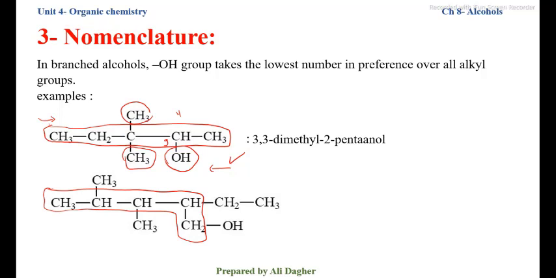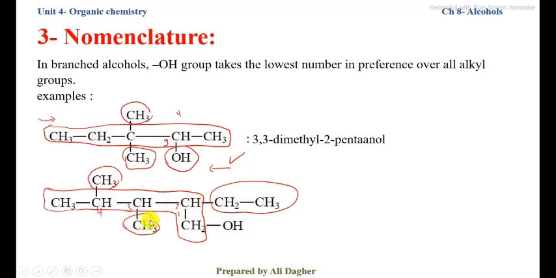Formed of 5 carbons, pentanol, and OH on carbon 1, 1-pentanol, but we have an ethyl group and 2 methyl groups. This is carbon number 1. This is carbon 2. This carbon 3. This carbon 4. The ethyl on carbon 2 and the dimethyl, methyl on carbon 3 and 4.